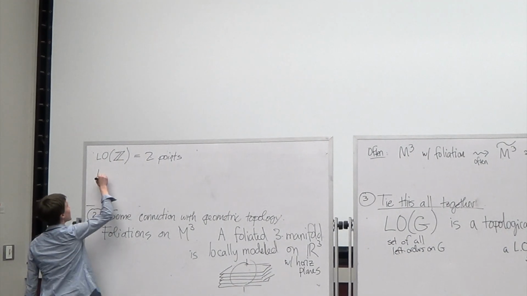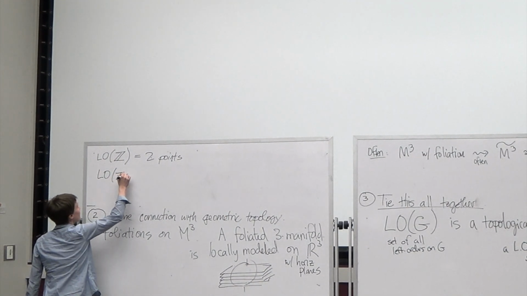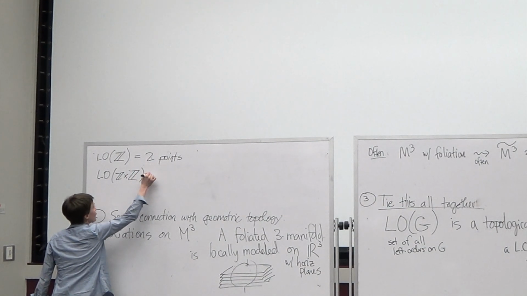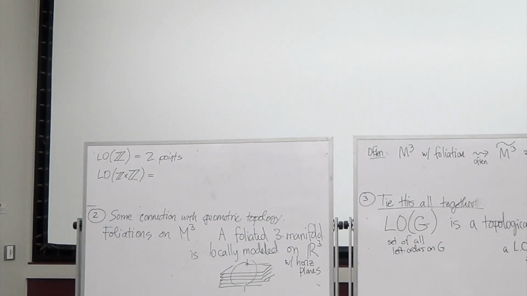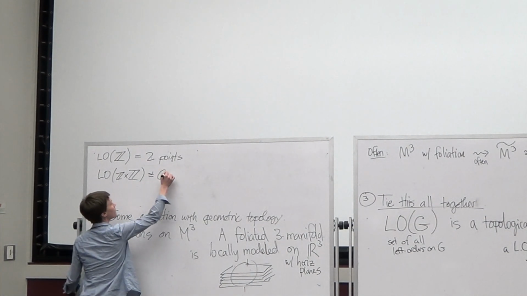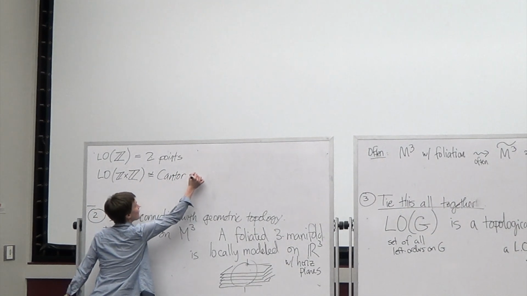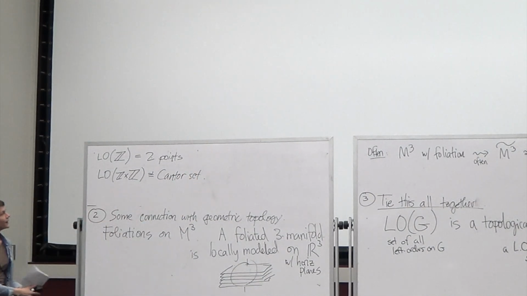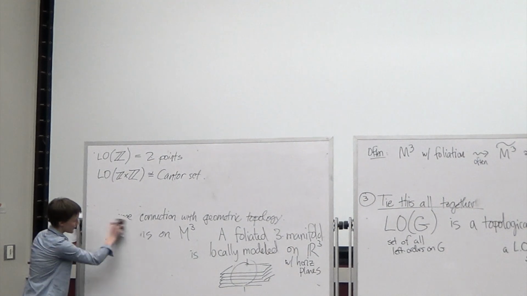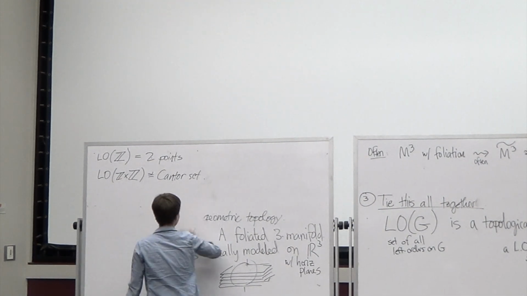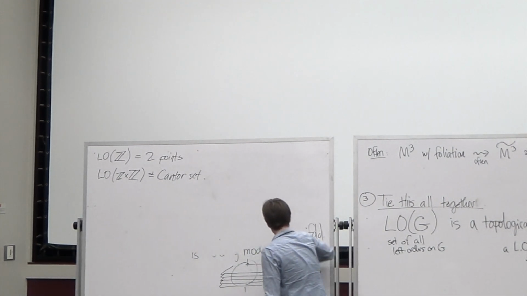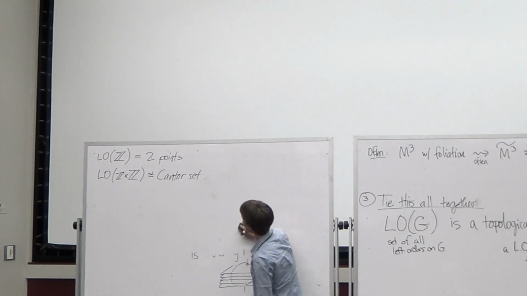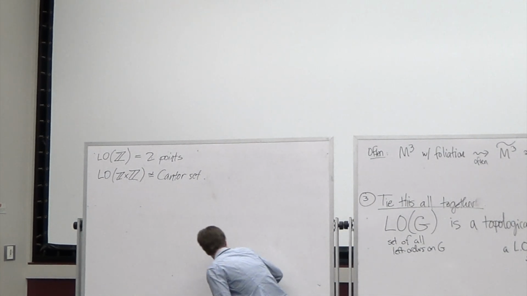Let's do something a little more complicated. What is this? I gave you a special example of a point in this space that was a lexicographic order, but I claim that this is actually homeomorphic to a Cantor set. It has no isolated points. And it has uncountably many points also. That's kind of nuts.